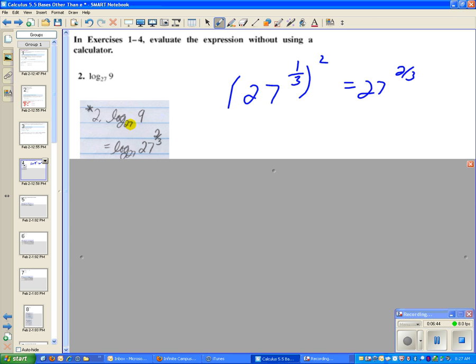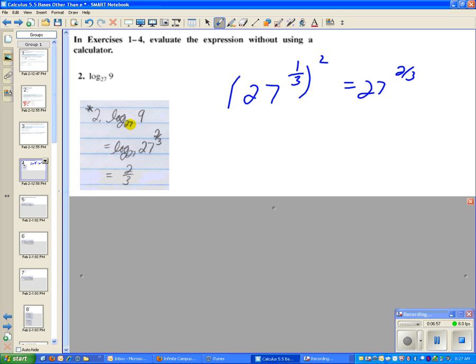Now, in the past, the natural log and the e would undo each other. So now the logarithm and the base undo each other, and we get 2/3.